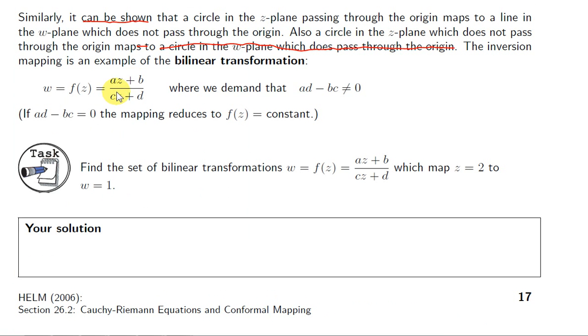The inversion mapping is an example of a bilinear transformation. Now we want A, B, C and D to be constants, such that AD minus BC is not equal to 0. That's just another way of saying that one of these linear expressions is not a multiple of the other one.